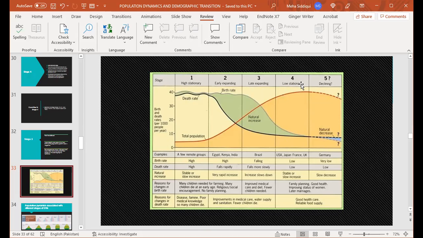Then comes stage 4, in which both birth rate and death rate are low, resulting in stable or slow increase. And the countries we have already discussed, the most developed countries, USA, Japan, France, UK, are present in stage 4. Then comes stage 5, in which there is very low birth rate and death rate is also low, and there is a decrease in population.